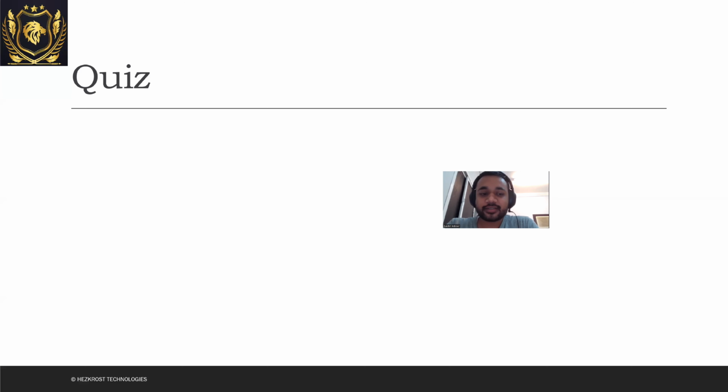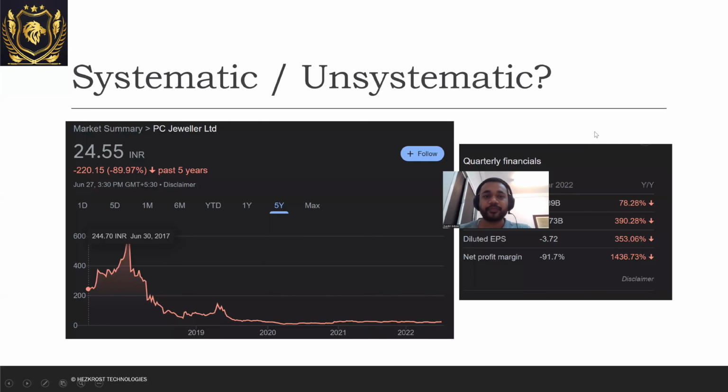Okay. Anyone else? All right. Moving forward to the quiz, I'll give you some examples and tell me whether it's a systematic or an unsystematic kind of risk.